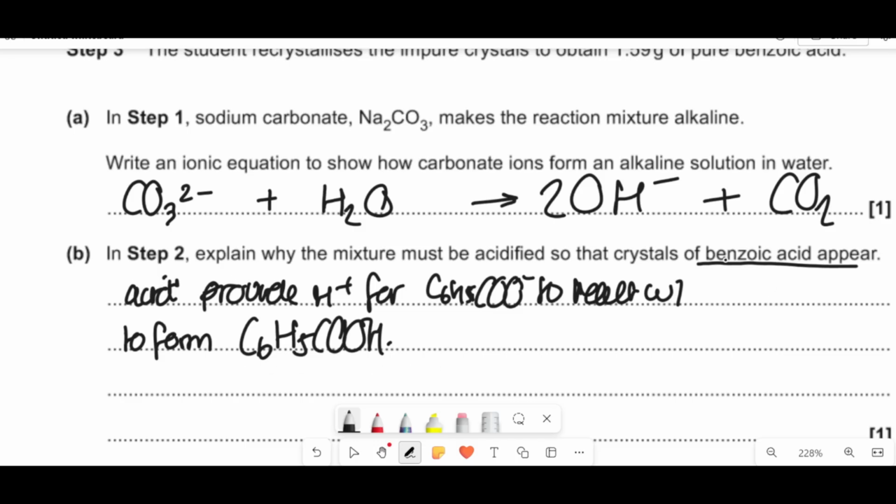So you could kind of work backwards here and say, well, for some reason, adding acid makes benzoic acid appear. So let's take away acid, take away H+. So you can work backwards like that as well.